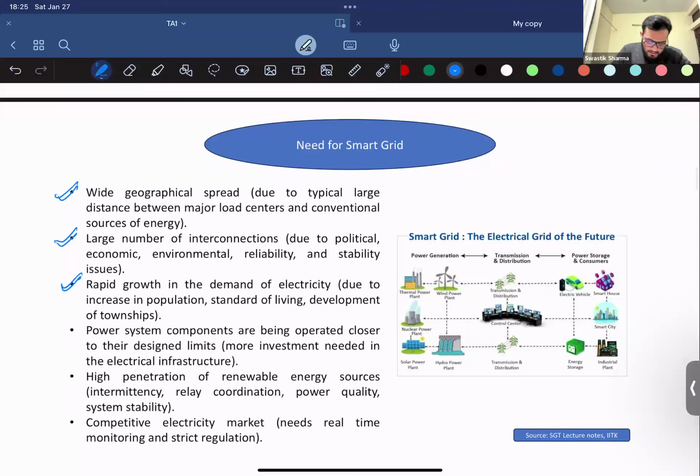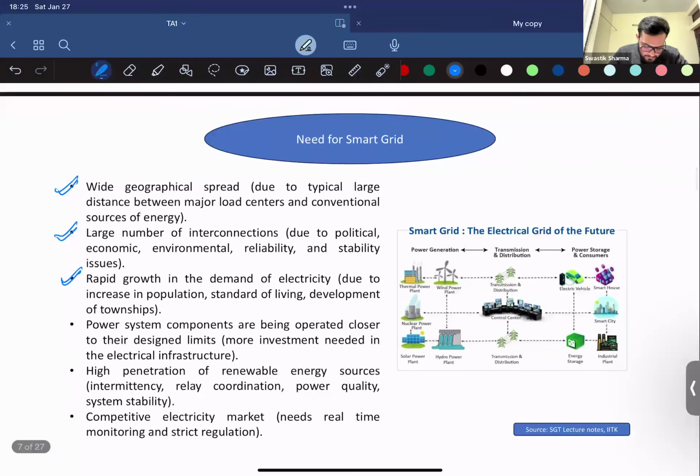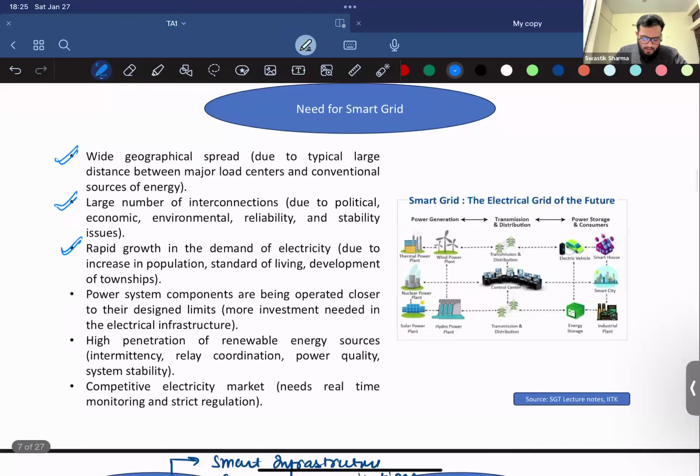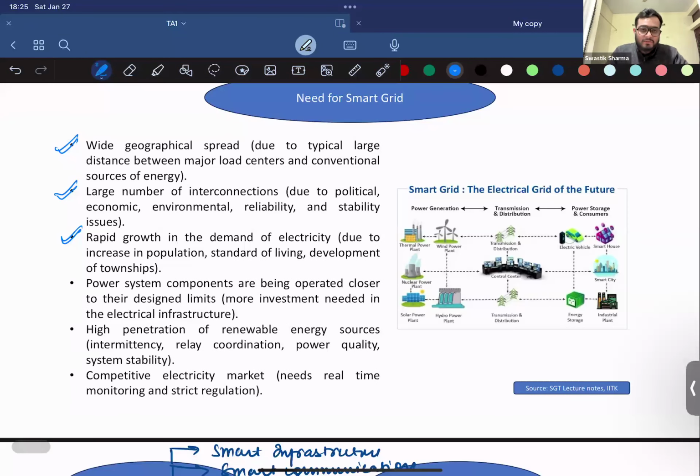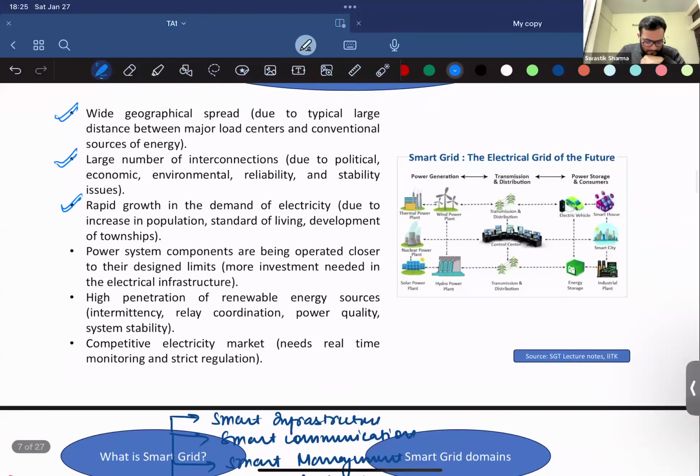Also, we have a rapid growth in demand. This is due to the increase in population. Also, the lower class has evolved into middle class, and since these classes have evolved, electricity consumption also increases with it. Also, power system components are operated closer to their design limits. That's what happened during the Great Indian Blackout of 31st July 2012, and there is high penetration of renewable energy sources.